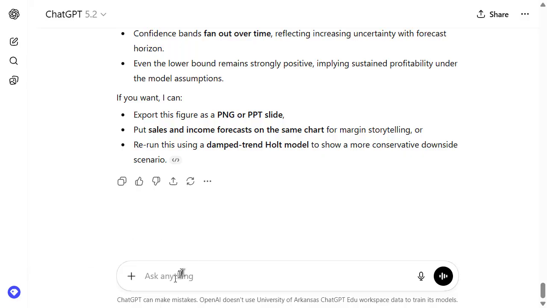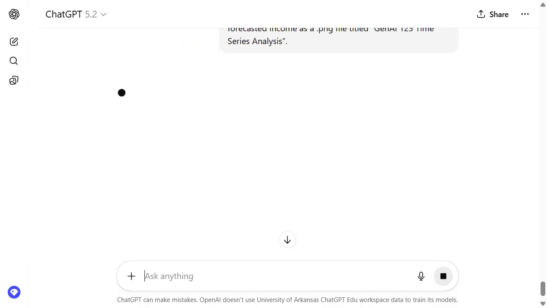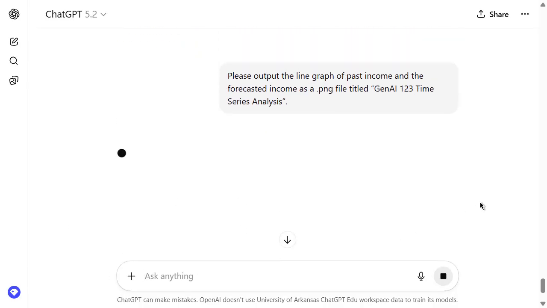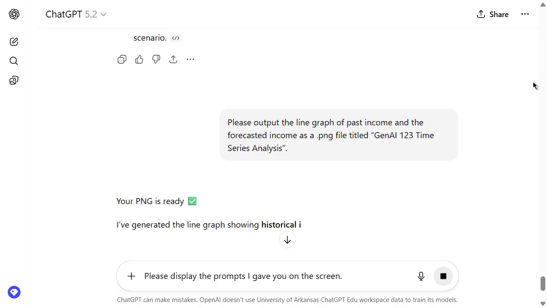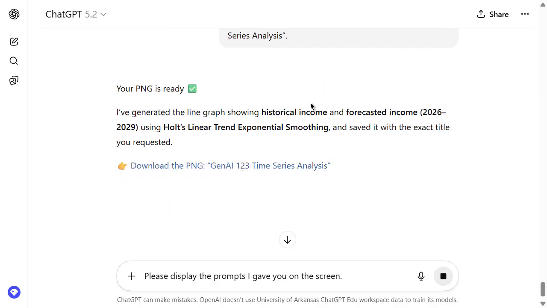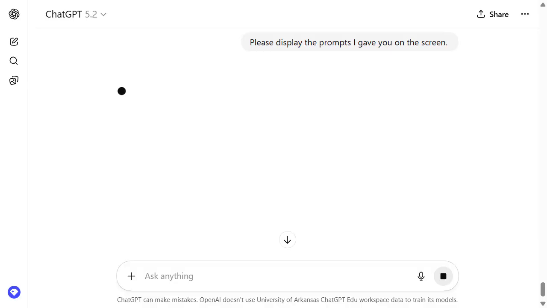Either way, let's ask it to output that information and put it into a PNG file. And then the final step would be to display the prompts. It may mean that I need to print out that information and make my own line chart. So once I print out the prompts, that completes this lab.